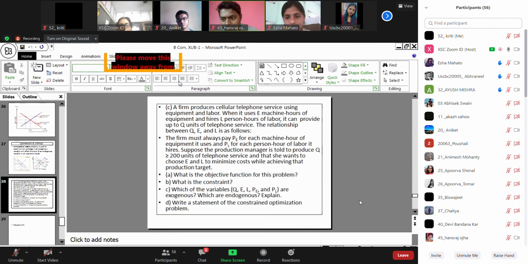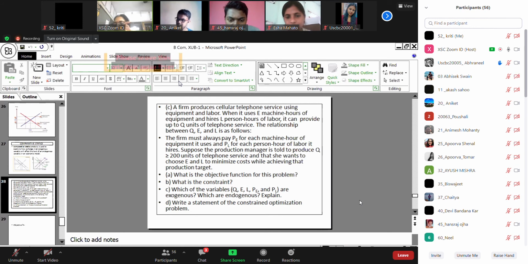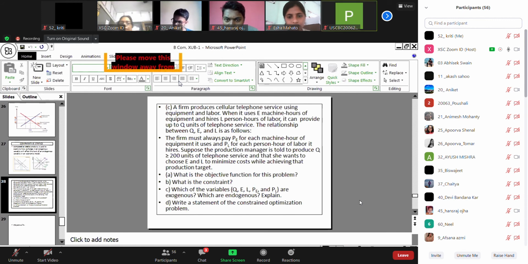Right. Cost will be PE into E. That will be the amount of payment that he will make for the machine. PE is the per unit payment, E is the amount he has hired. So the total amount will be PE into E. Then for labor it is PL into L. So the total cost function will be PE into E plus PL into L.